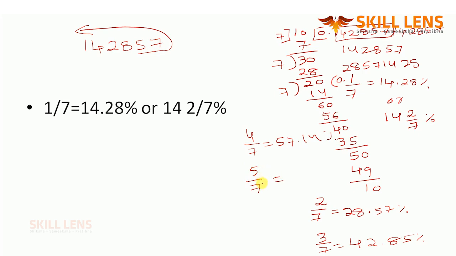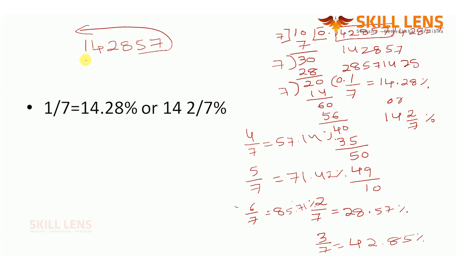If you want 5 by 7, ask yourself a question. 50, 7 how many times? 7 sevens are 49. So it will become 7 times. Then your answer will become 71.42%. Okay, and how about 6 by 7? Ask yourself a question. 60 and 7, 7 how many times? 8 times. When it is 8 times, your answer will become 85.71%.